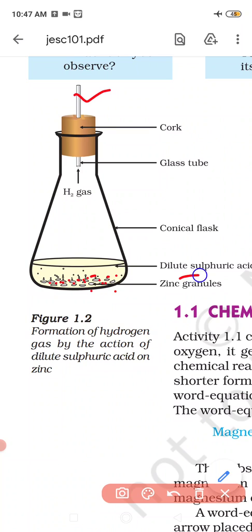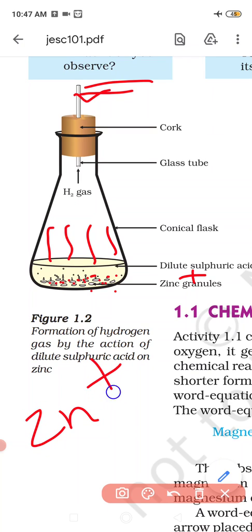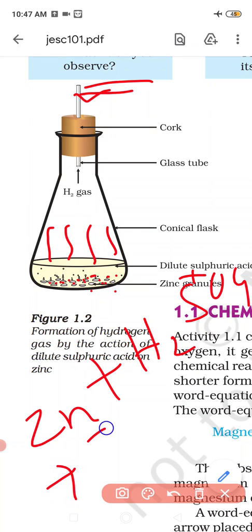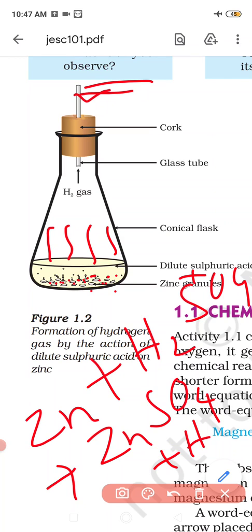So this is the reaction between zinc granules and sulfuric acid. Then one gas is formed. This gas is hydrogen gas. This gas is collected through this tube. So zinc reacts with sulfuric acid, and here what is formed? Zinc sulfate plus hydrogen gas. So this is also an example of a chemical reaction.